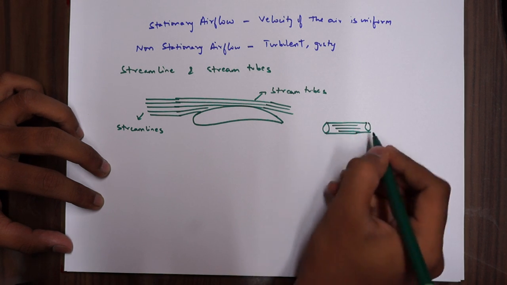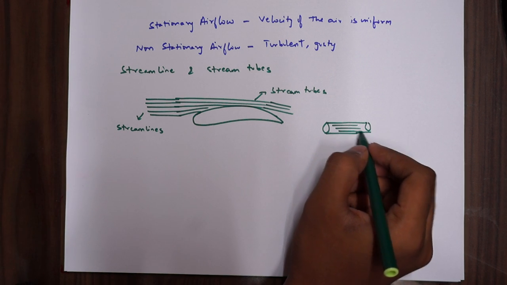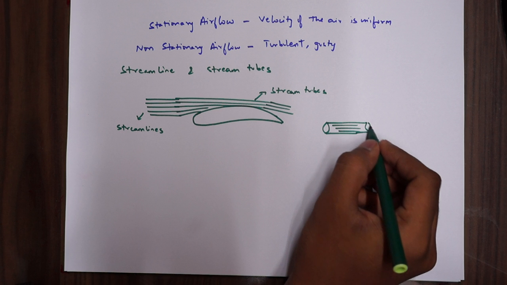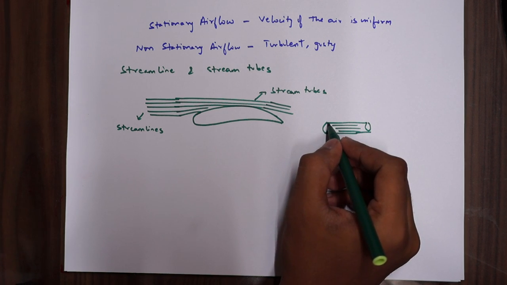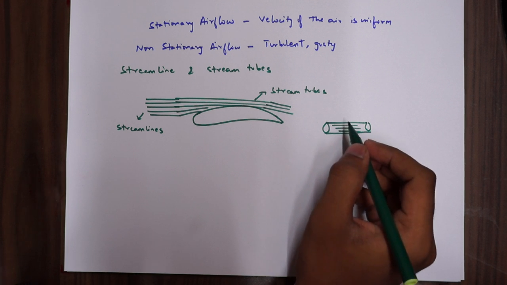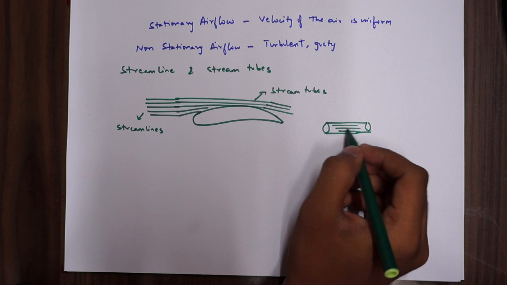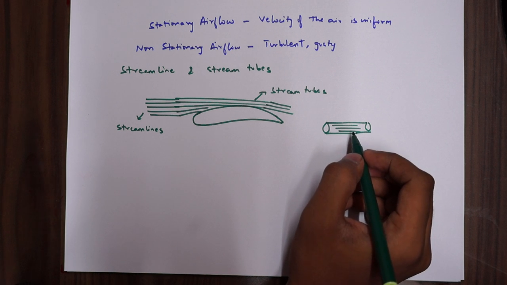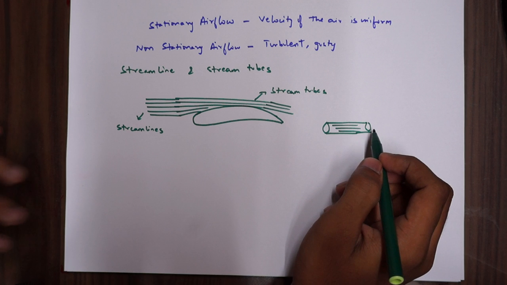So in a stream tube there are streamlines, but it's an imaginary section of, say, cylindrical shape where the airflow is not going through the walls, only through the center. That is called a stream tube. This generally helps us to find out principles of flight when there's a lift or drag and so on. The stream tube principle helps.